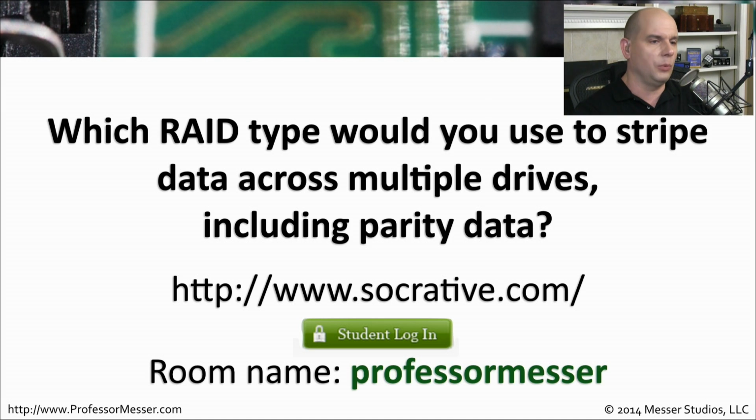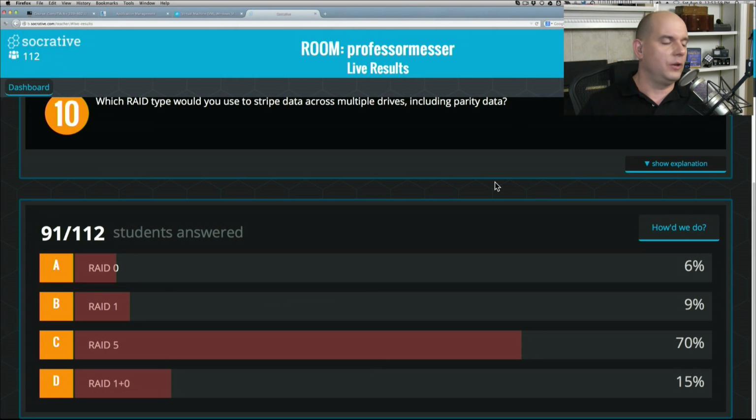So let's see what our answer was with this one. What RAID type would you use to stripe data across multiple drives, including parity data? We've got 6% of you said RAID 0, 9% said RAID 1, 15% said RAID 1 plus 0, but the bulk of you, 70% of you said RAID 5. And that would indeed be the correct answer on this one.